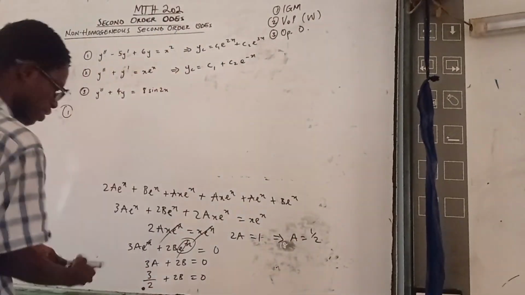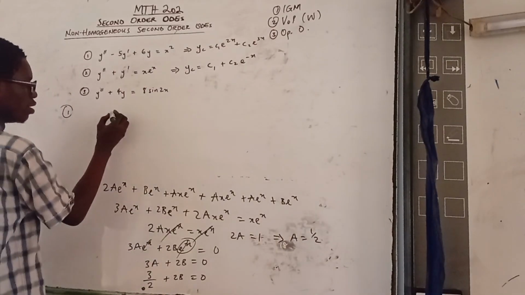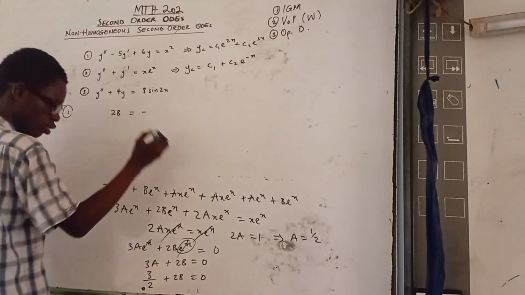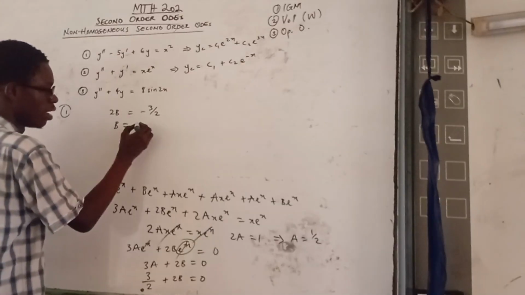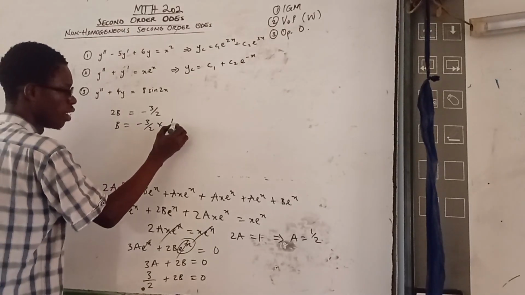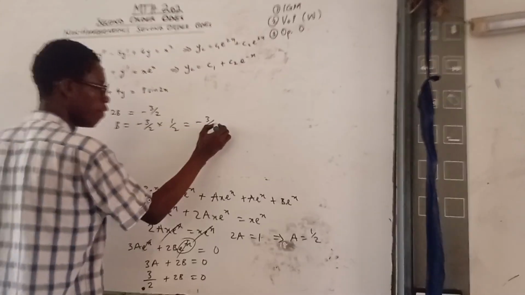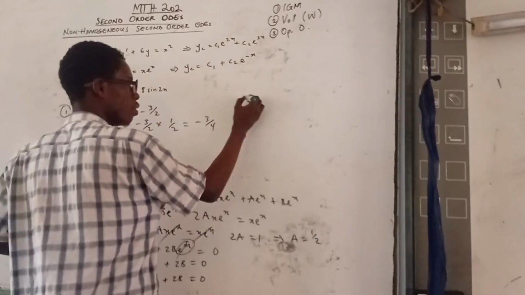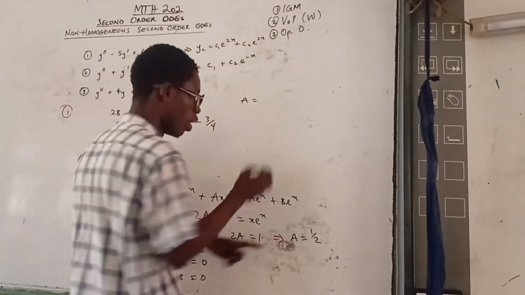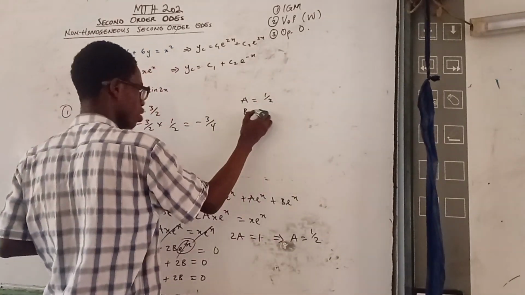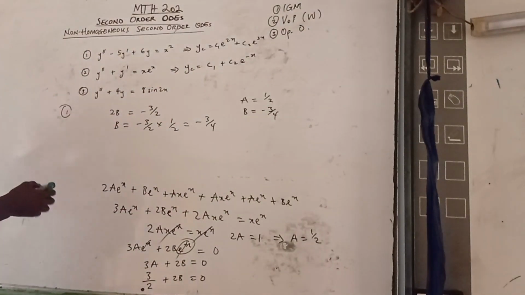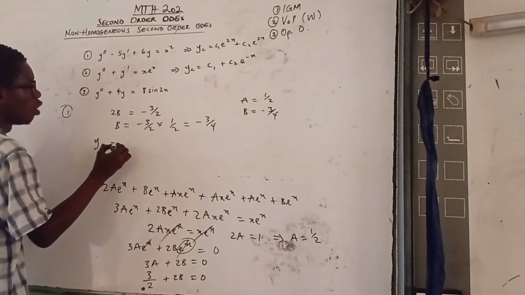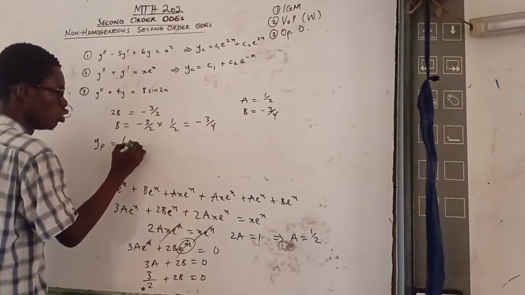So this means if I continue this one, I'm going to get 2b equals minus 3 over 2. B equals, I divide both sides by 2, times 1 over 2, that is minus 3 over 4. So I've gotten A equals 1 over 2 and my B equals what? Minus 3 over 4.